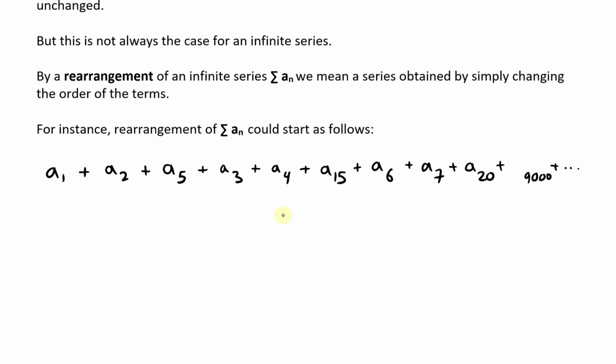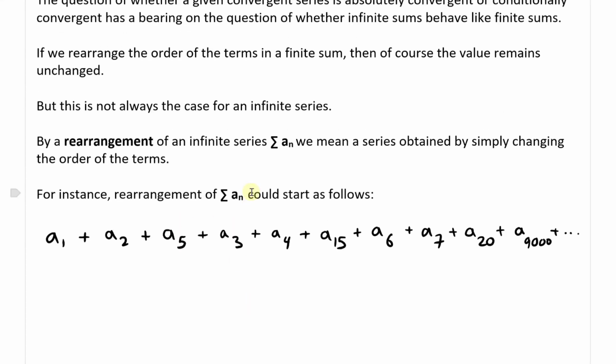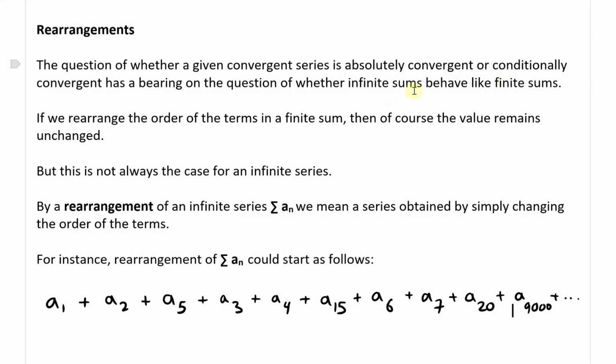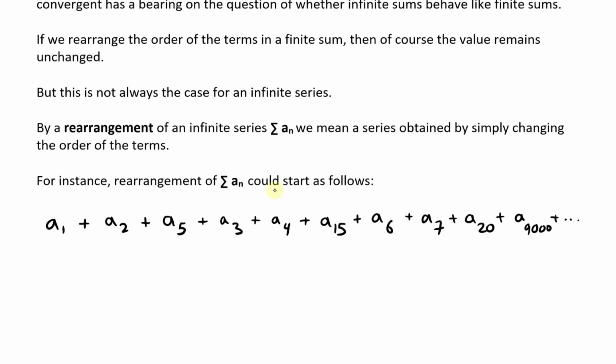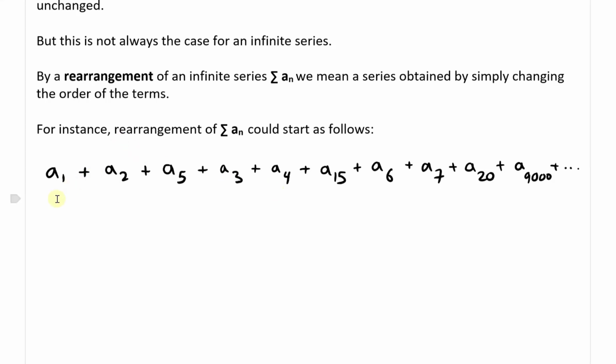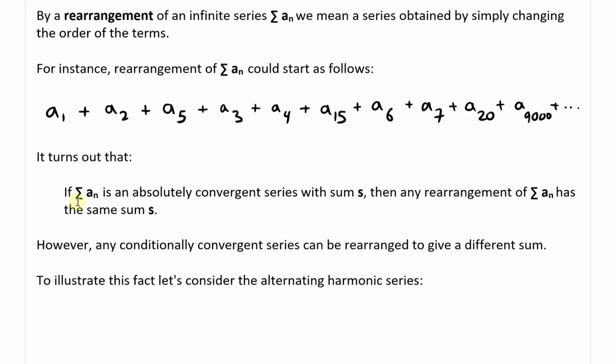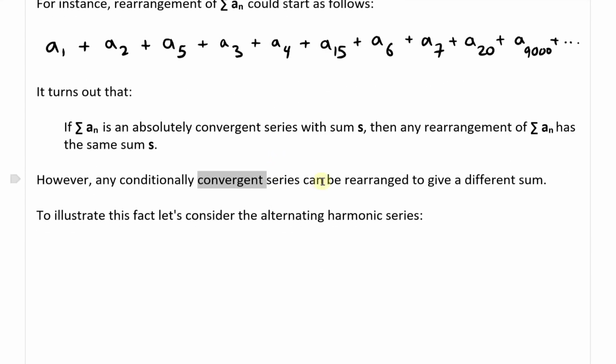So we could bring in any term we like. This makes these summations not exactly like finite sums, because with finite sums you always get the same thing under rearrangement. With infinite sums, we can pull out terms from anywhere, and I'll show you what changes. It turns out that if the series an is an absolutely convergent series with sum s, then any rearrangement of an has the same sum. That is pretty straightforward, because if the sum is s, it doesn't matter where the terms are. However, a conditionally convergent series, which has some negative signs that make it conditionally but not absolutely convergent, can be rearranged to give a different sum.